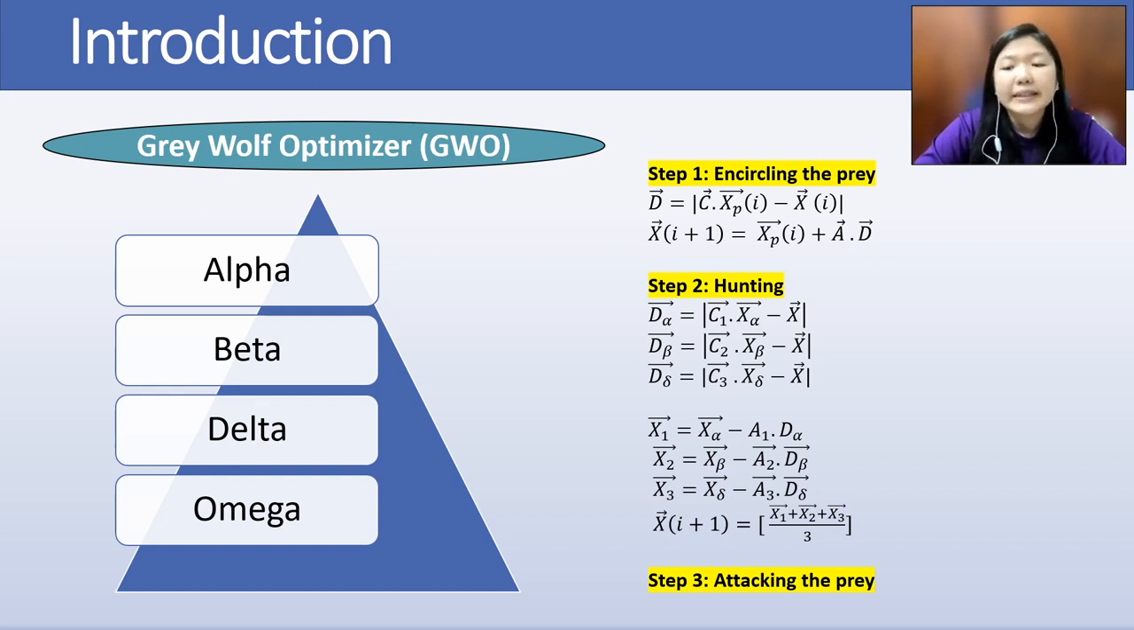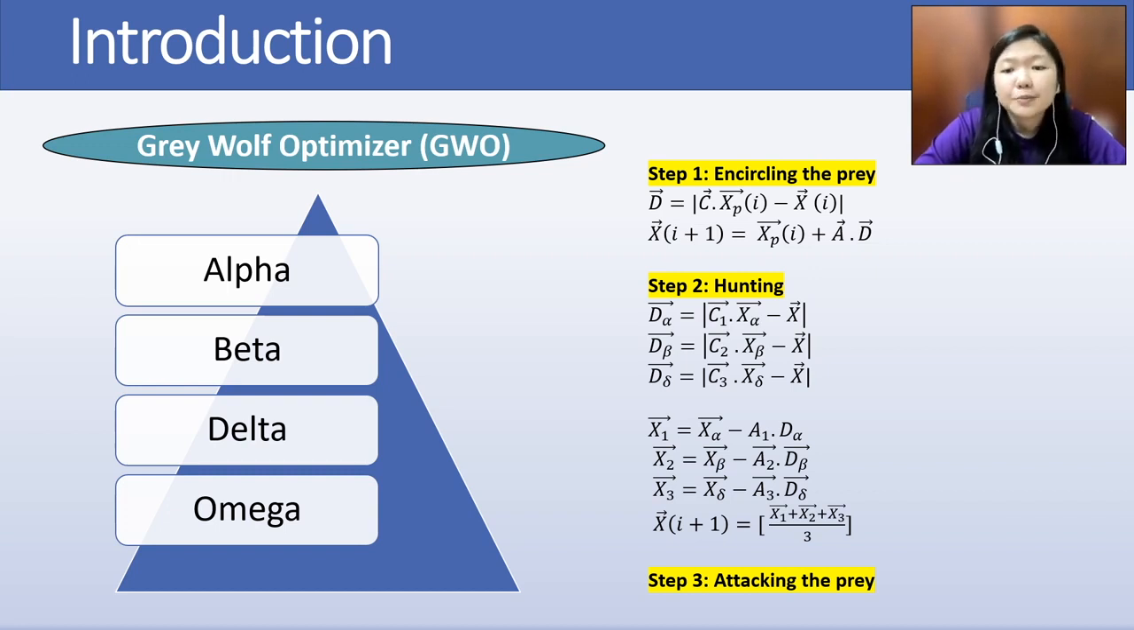The GWO is developed by imitating the hunting mechanism of grey wolves. The main steps of grey wolf hunting include encircling the prey, hunting, and attacking the prey. These steps have been converted into the following mathematical model.